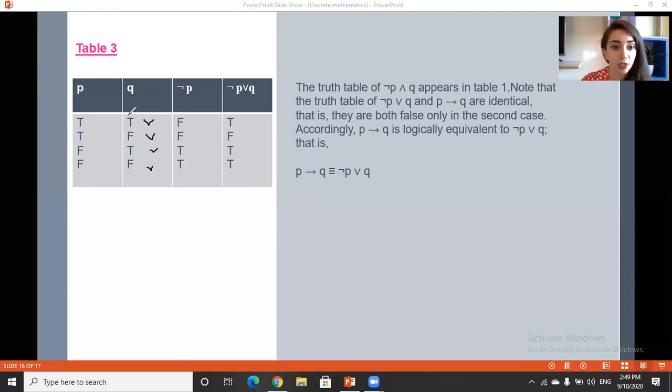Here, if we have at least one true, the answer is true. Also here, true, true. So the answers of these statements are true. But look at the second one, please. Both of them are false. If two substatements are false, the answer is also false. So negation P disjunction Q is false in this case.